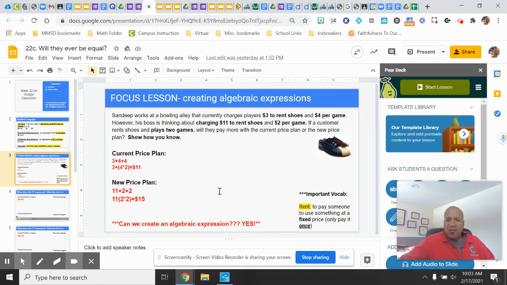So you actually have slides that look like this. This was our work on Monday. And we went through, and these were the answers that you should have gotten: $11 for the current plan if we're doing two games, and $15 for the new plan if we're doing two games, right? So can we create an expression based on these two price plans? And the answer to that is yes.